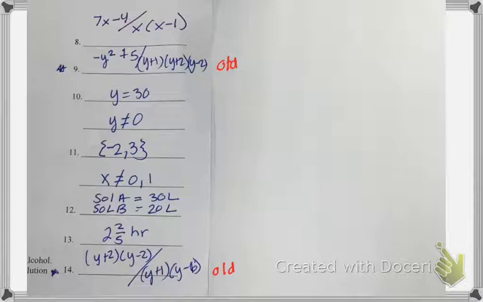Okay. Number 8 is (7x minus 4) over x times the quantity of x minus 1. Number 9, I got negative (y squared plus 5) over (y plus 1) times the quantity of y plus 2 times the quantity of y minus 2. Number 10 is 30, and the restriction is 0. Number 11 is negative 2, 3, and the restriction is x cannot equal 0 or 1. Number 12, solution A is 30 liters. Solution B is 20 liters. Number 13 is 2 2/5 hours. Number 14 is the quantity of y plus 2 times the quantity of y minus 2, all over (y plus 1) over (y minus 6).